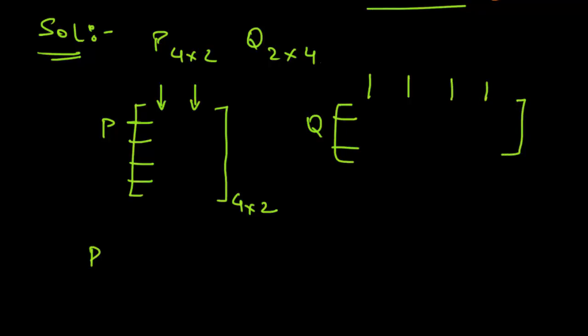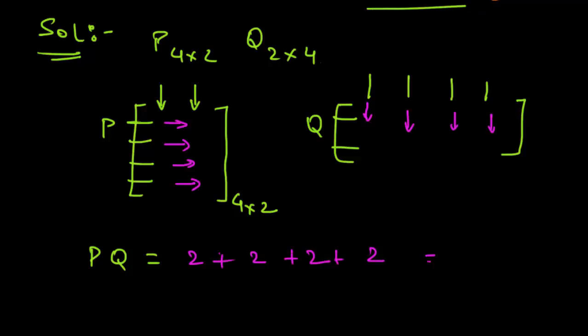Now, if you have to find out PQ, then you would simply take first row and multiply it with first column. So there will be 2 multiplications. Second row, second column, again 2 multiplication. Third row, third column, again 2 multiplication, and fourth row and fourth column, again 2 multiplication. So the number of multiplication will be 8.